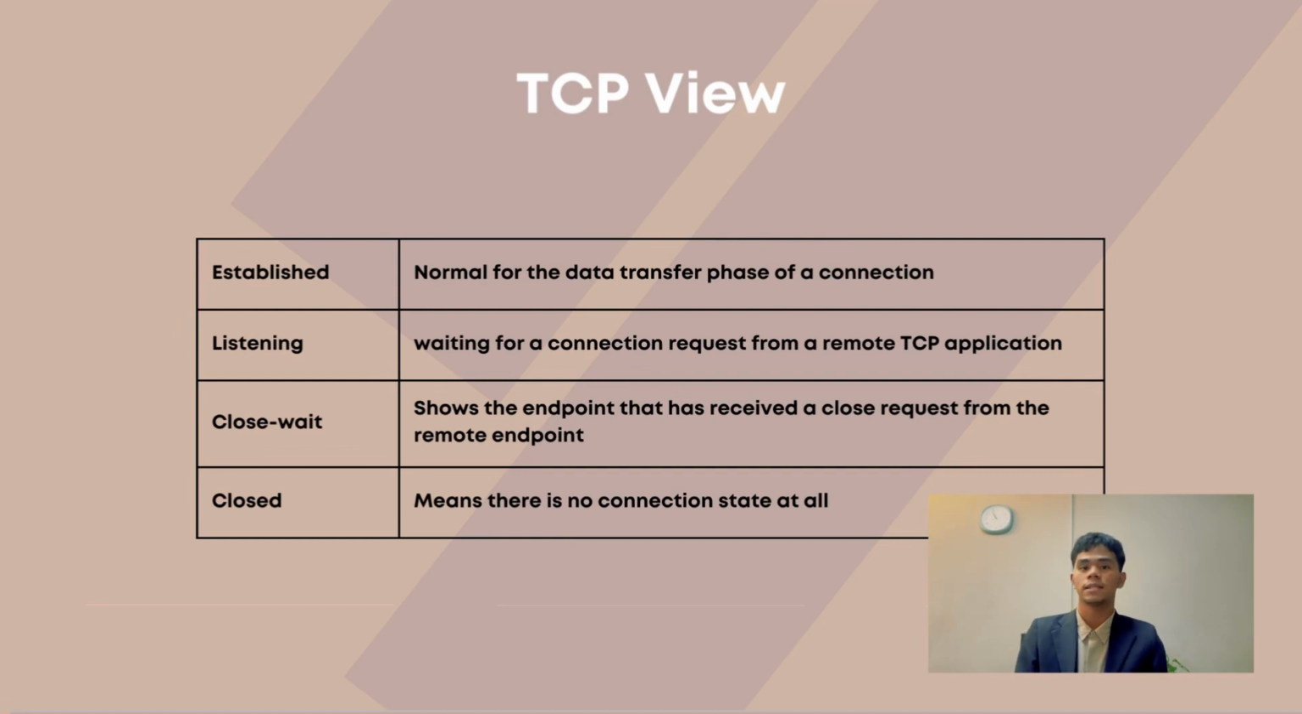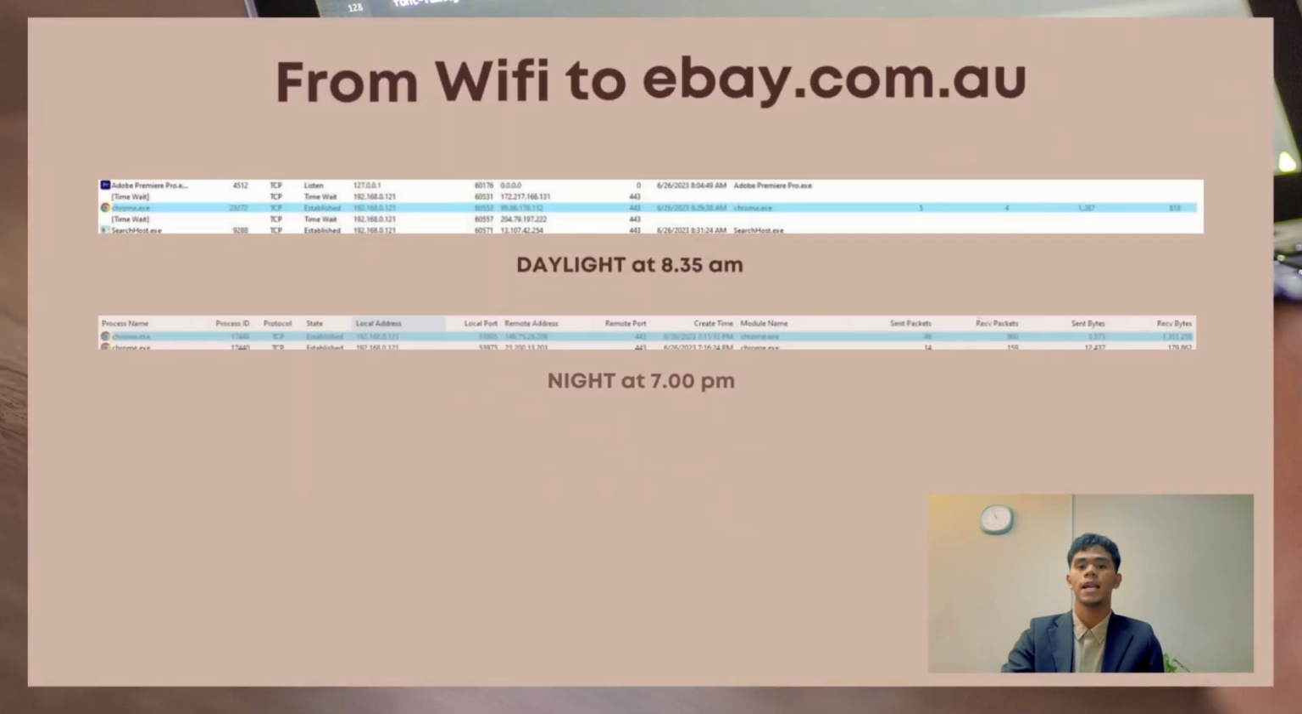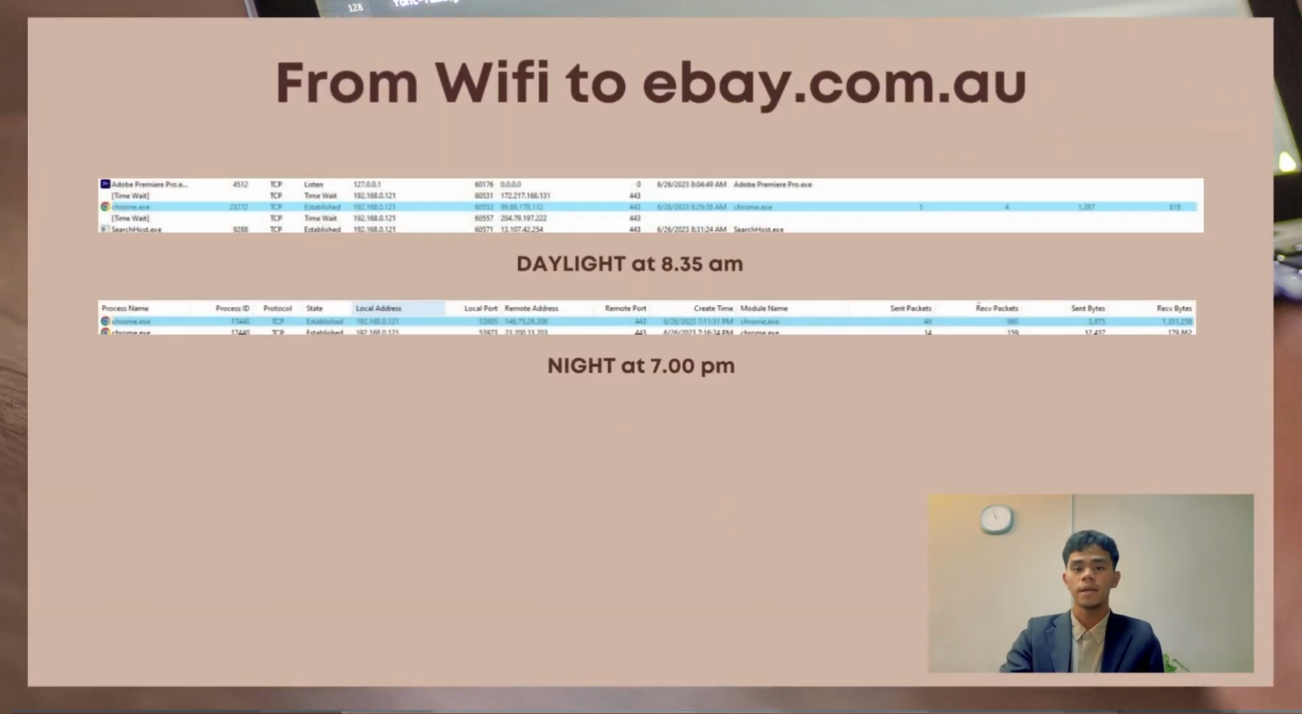It means that the state is in the normal data transfer phase of a connection. Second, we have listening. It represents the state that is waiting for a connection request from a remote TCP application. Thirdly, we have close wait. It shows the endpoint that has received a close request from the remote endpoint. Lastly, we have closed. It means that there is no connection state at all.